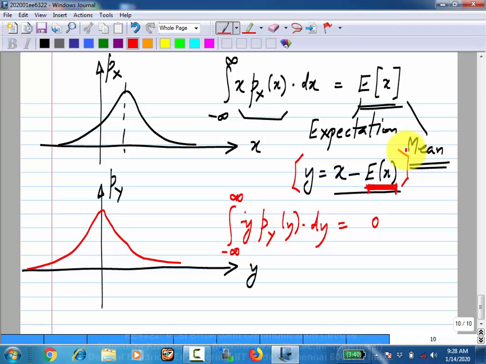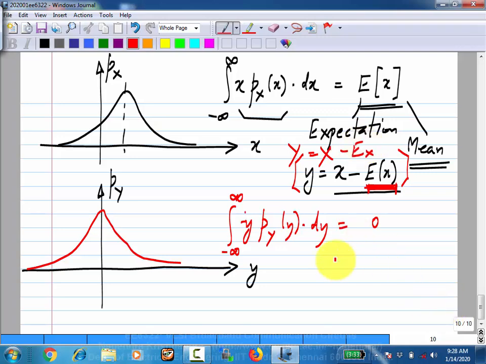When you wrote lowercase y equal to lowercase x minus E of lowercase x, each lowercase means the exact value of the random process? Yeah, actually I should have written the process. That is what he is meaning.